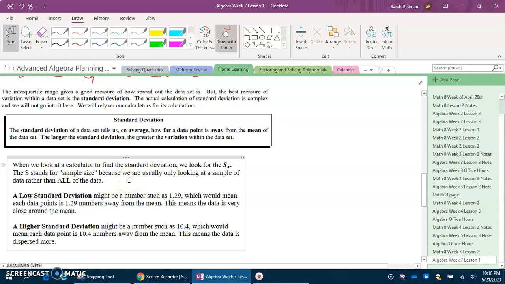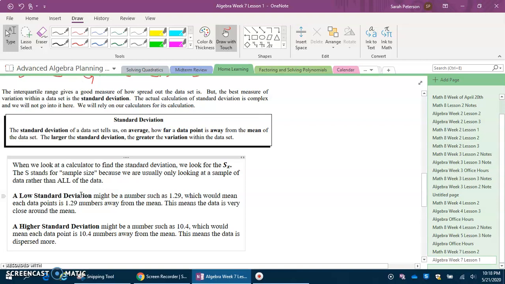The SX you can find in your calculator. A low standard deviation would be a number such as 1.29, which would mean each data point is 1.29 numbers away from the average, or the mean.